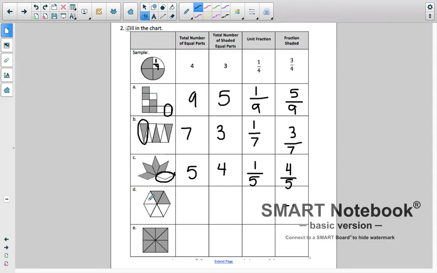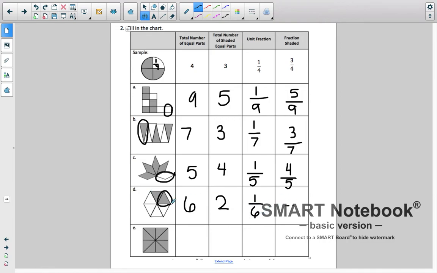So let's count how many equal parts there are. 1, 2, 3, 4, 5, 6. There are 6 equal parts. And how many pieces are shaded? 1, 2. So there are 2 pieces shaded. And what is the unit fraction? Remember, the unit fraction is one of these pieces. So one of those pieces is going to be 1/6.